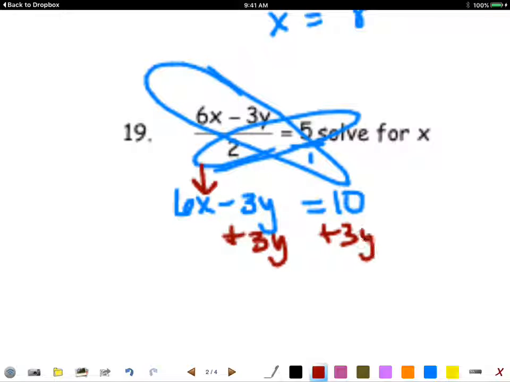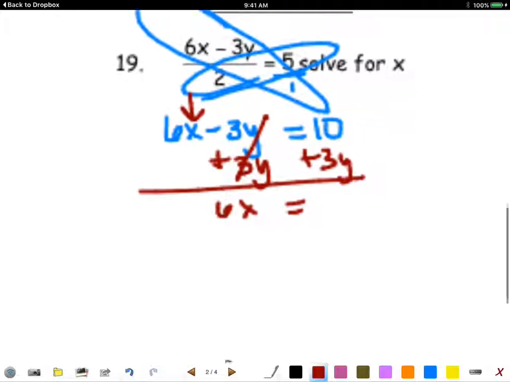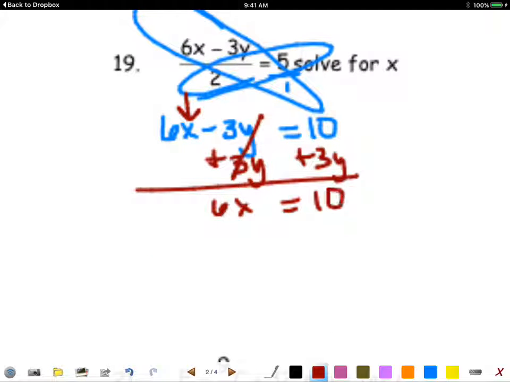Add 3y. Yes, thank you, 3y. I wrote y instead of x. Sorry, please don't add 3x. Add 3y. Okay, bring down the 6x equals 10 plus 3y. Or if you wanted to, you could have written 3y plus 10.